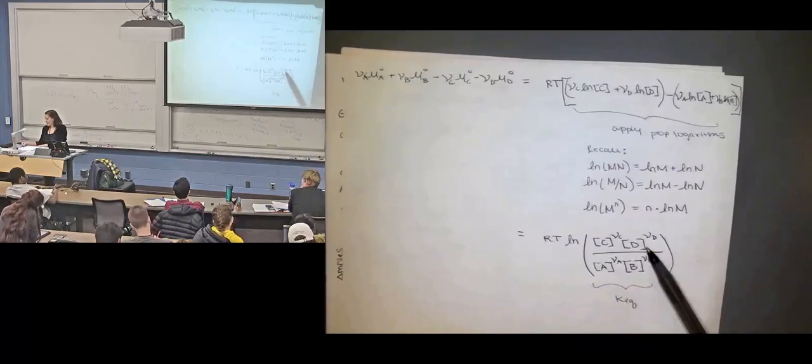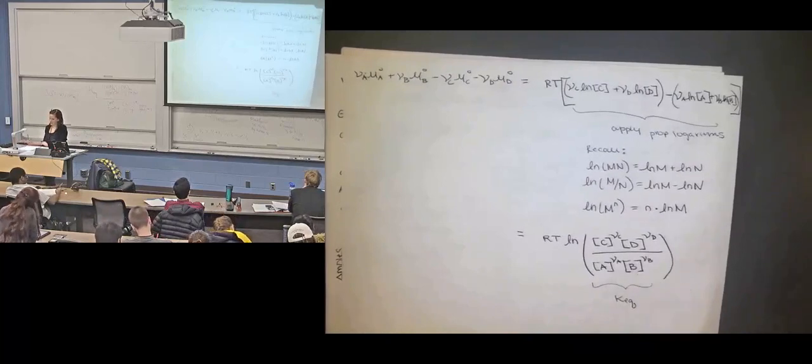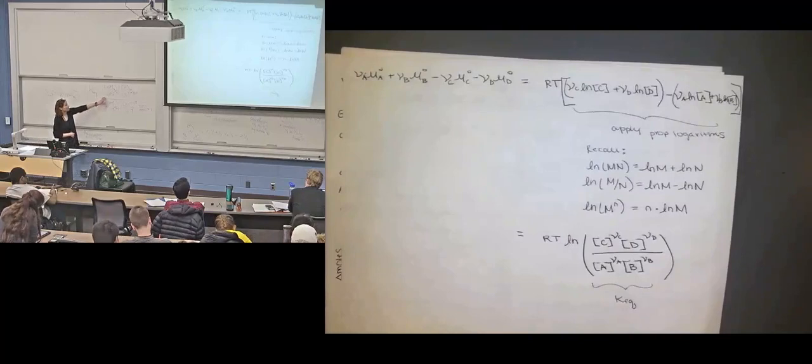Concentrations of my products raised to their stoichiometric coefficients over the concentrations of my reactants raised to theirs. Keeping in mind that the real version looks like this: C naught, D naught, A naught, and B naught are actually in the bottoms of all of these. We're just not including the 1 mole in any of them.